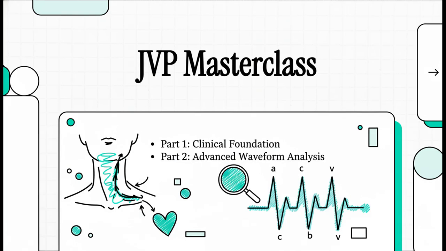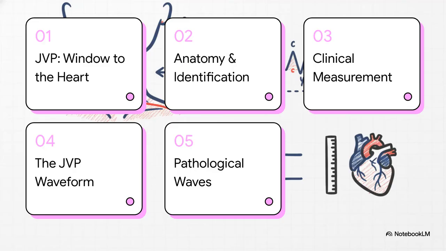Welcome! Today we are diving deep into a truly fundamental clinical skill, understanding the jugular venous pulse, or JVP. We're going to tackle this in two big parts. First, we'll lay down the solid foundation you need for the clinical exam itself, and then we'll get into the really advanced stuff, waveform analysis, and show you how to turn this simple observation into an incredibly powerful tool for differential diagnosis. So here's our game plan.